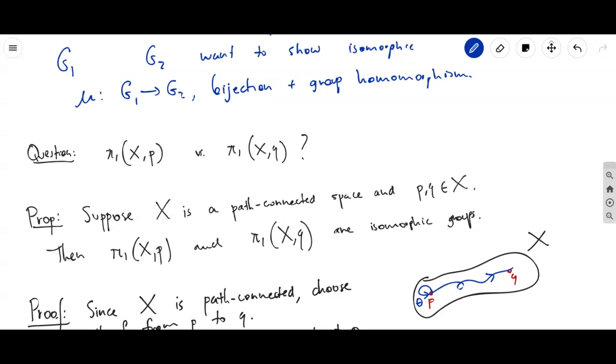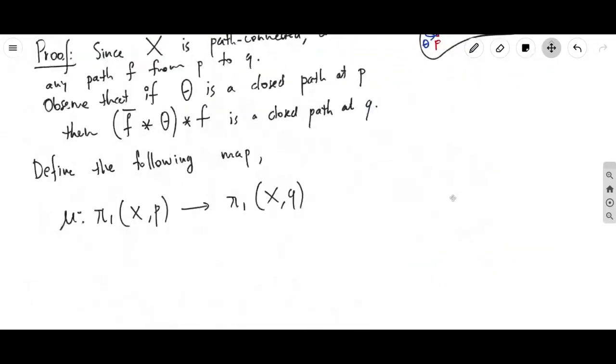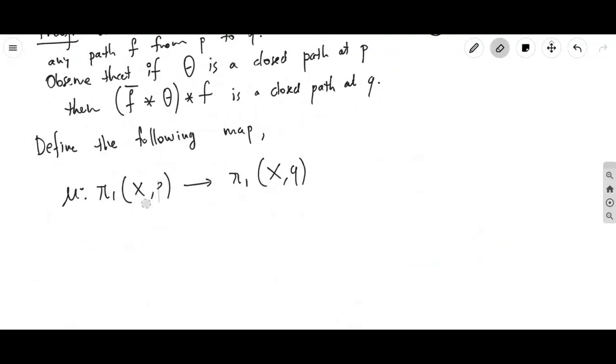So that's the way you show that two groups are isomorphic to each other. That's exactly what we're trying to do here. We're trying to show these two groups are isomorphic. So we're going to define a bijection that's also a group homomorphism. We're going to define the following map, mu, from this one to that one.